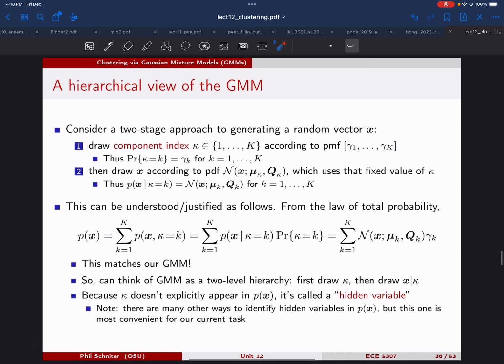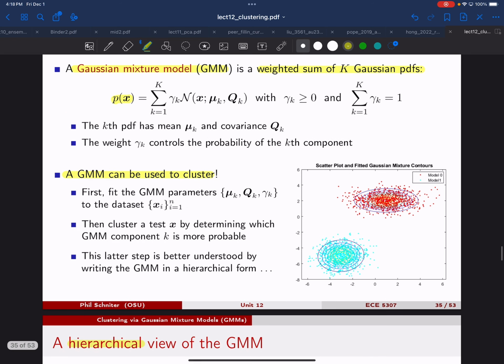So in order to see a little bit more clearly how we're going to use things, we're going to come up with a slightly different perspective on the Gaussian mixture model, which people refer to as hierarchical. You can think about it as a two-stage approach to generating a random vector from that distribution. Say someone said, I have this distribution with these weights, means, and variances, and I want you to generate a scatter plot. The easiest way is to break it up into two stages.